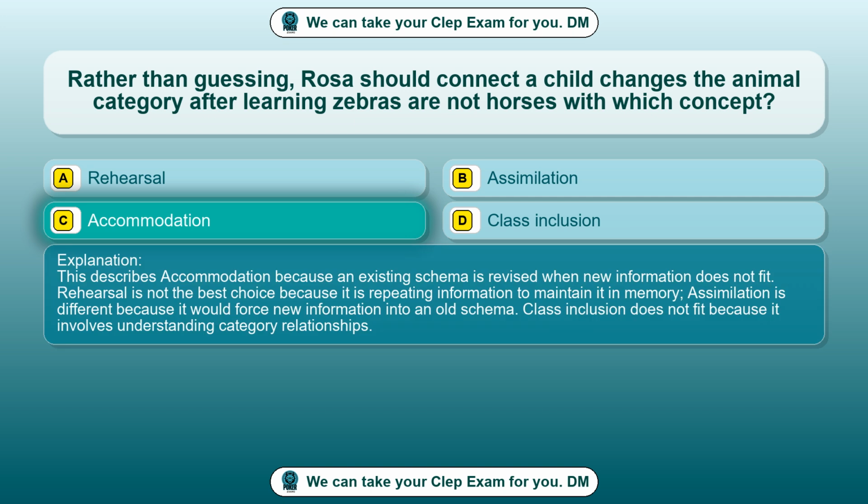This describes accommodation because an existing schema is revised when new information does not fit. Rehearsal is not the best choice because it is repeating information to maintain it in memory. Assimilation is different because it would force new information into an old schema. Class inclusion does not fit because it involves understanding category relationships.